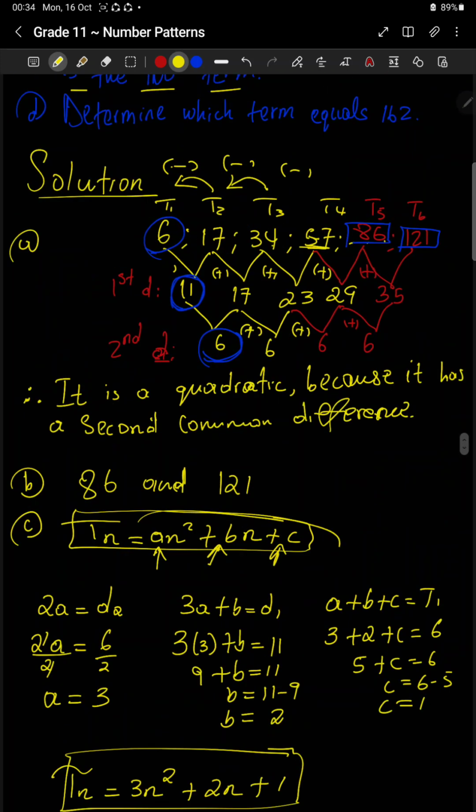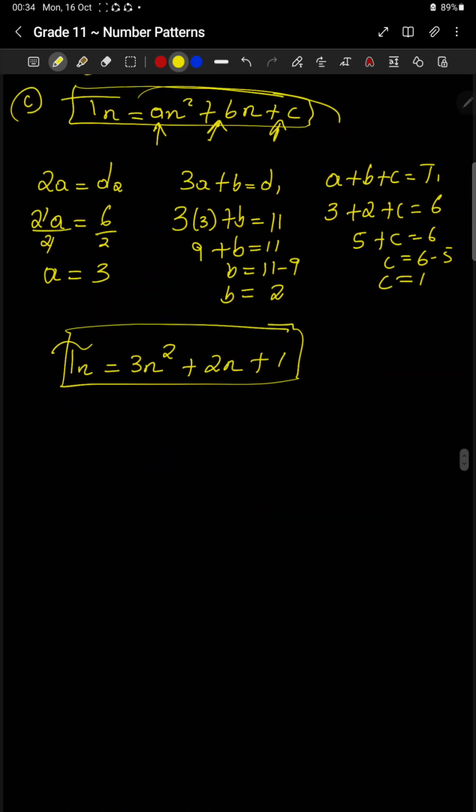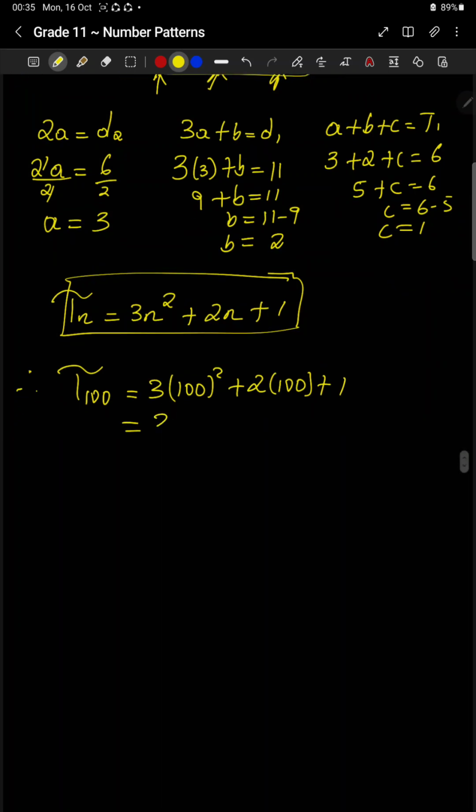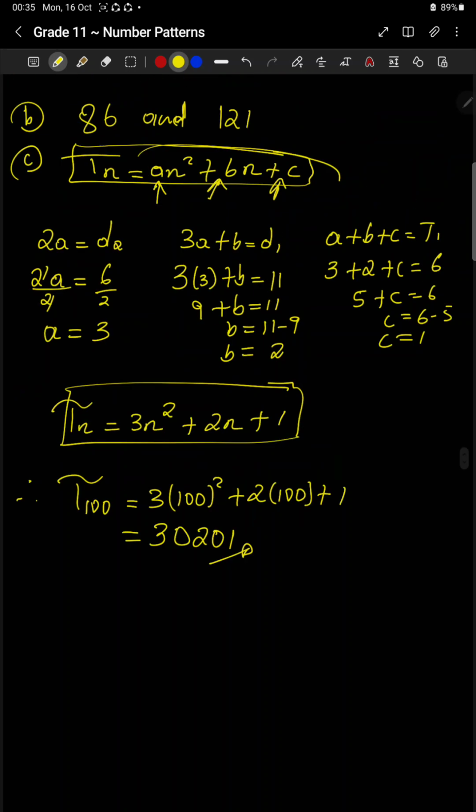And here they say as well as the 100th term, so it's easy. Then we just say therefore in the place of n we're going to put 100, and whenever we see n we just put 100. And then we just work it out, and then we get the answer of 30,201. So this is our answer.